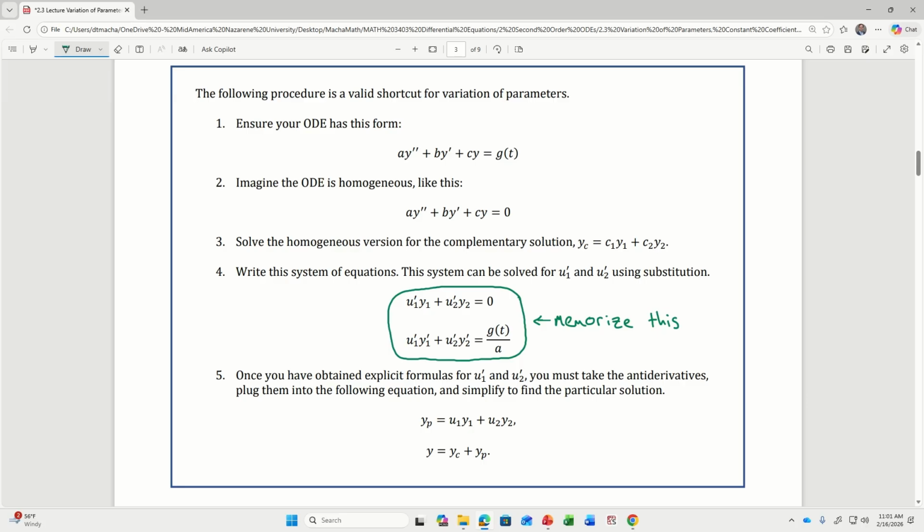So in this system of equations, you only see u1 prime and u2 prime. You don't ever see u1 and u2 by themselves. That's easy to remember because after you solve for u1 prime and u2 prime, you still have to take antiderivatives. In the first equation, you get the y1s and the y2s. In the second equation, you get y1 prime and y2 prime. In the first equation, the right-hand side is 0. In the second equation, the right-hand side is g of t divided by a. So at some point, you've got to memorize that.